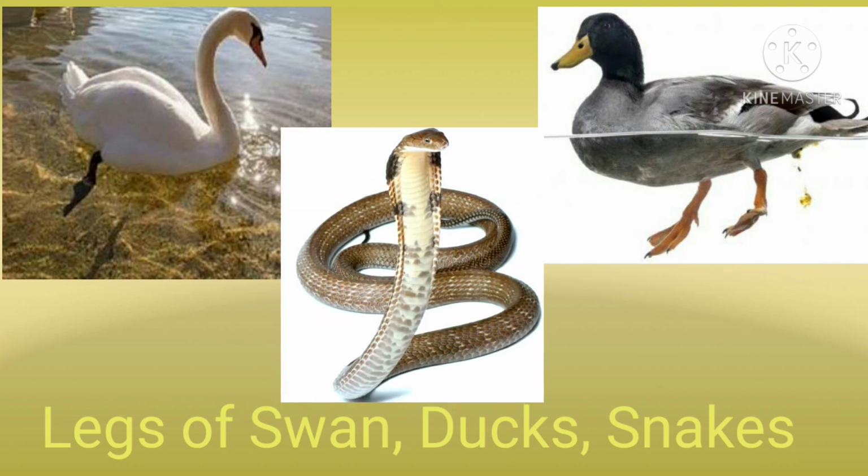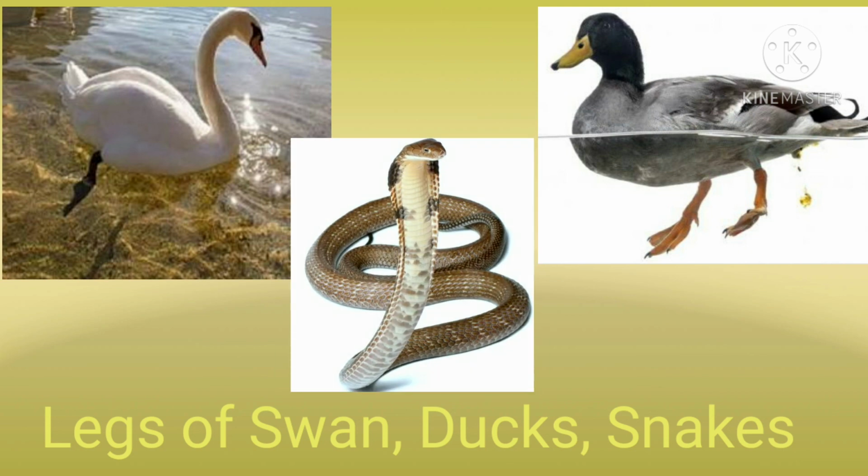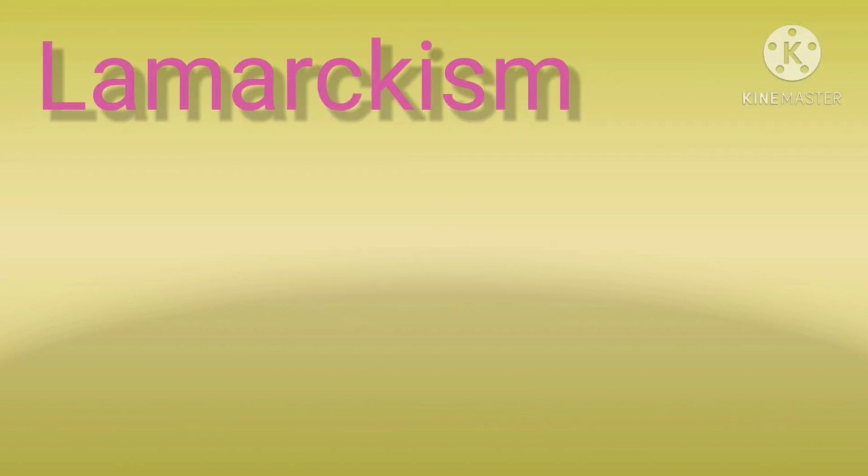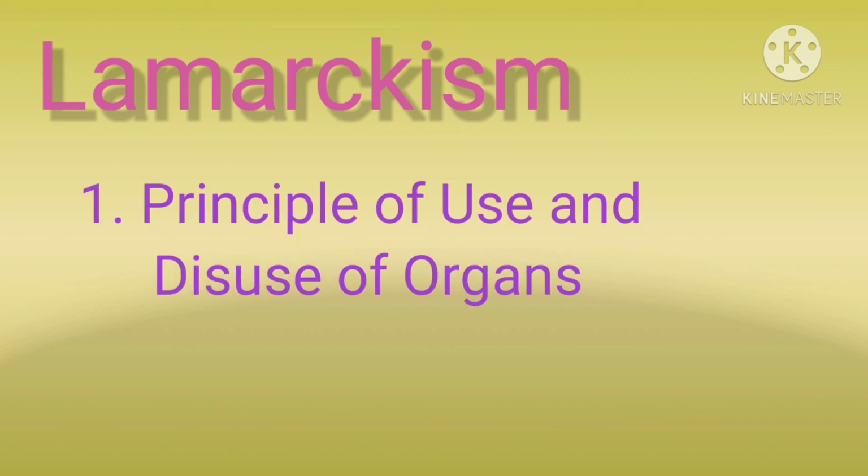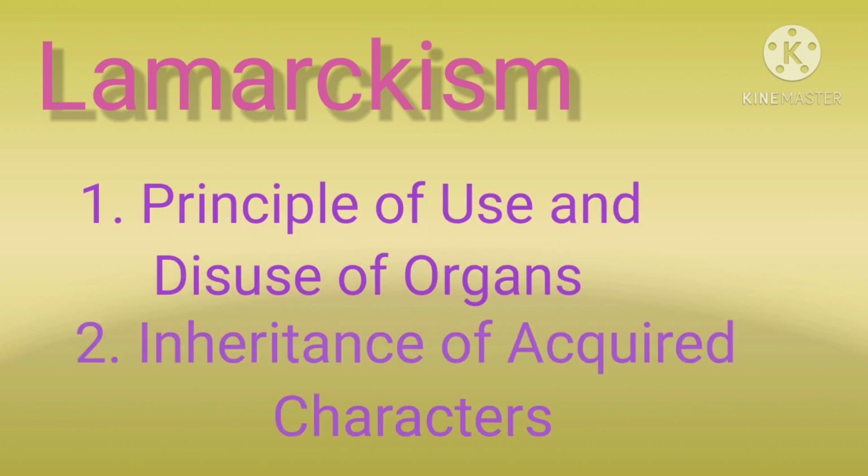But snakes have lost their legs by modifications in their body for burrowing habit. All these examples are types of acquired characters and are transferred from one generation to another. This is called the theory of inheritance of acquired characters, altogether known as Lamarckism.